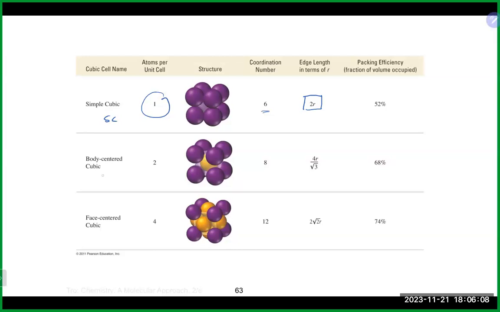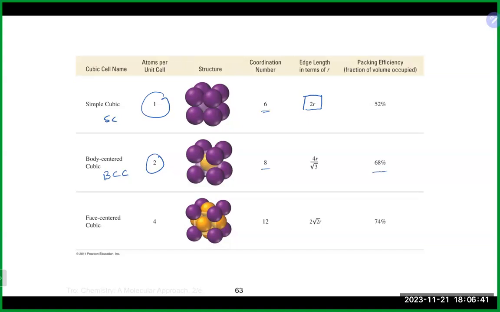The next type of unit cell, we're going to go through each of these individually in a second, is body-centered cubic, which is sometimes abbreviated as BCC. In a body-centered cubic cell, you have 2 total atoms involved in each unit cell. To calculate the edge length, it is 4 times the radius divided by the square root of 3. And it has a coordination number of 8. And as you can see, the efficiency of packing goes up because, again, more atoms are in contact with each other.